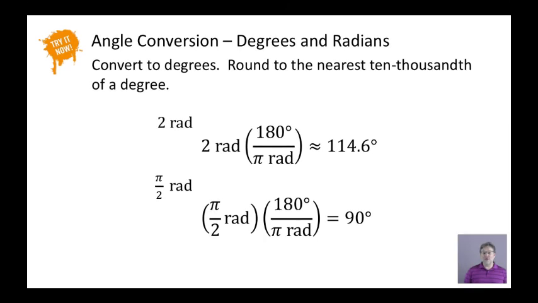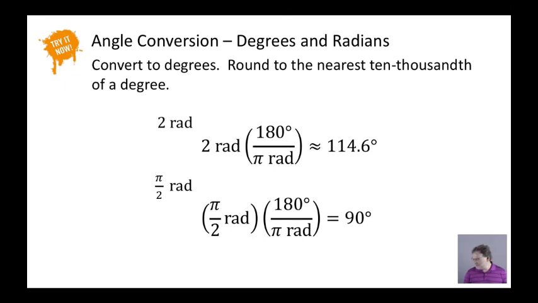Welcome back. Well, in both problems, much like last time, we are multiplying them by the same conversion fraction, but unlike last time, it's not the degrees that are on the bottom of the conversion fraction, it's the radians now that are on the bottom of the conversion fraction. We have pi radians on the bottom, so the radians cancel out, giving us degrees.